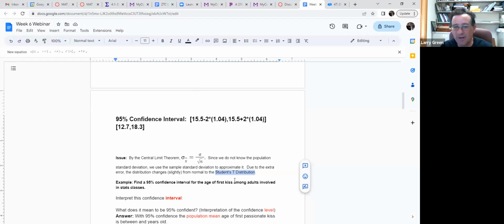And that's what we're going to be using. So it turns out you don't get a z, you get a t. And that's because of not knowing the population standard deviation. How it works, I'm never going to tell you in this class.